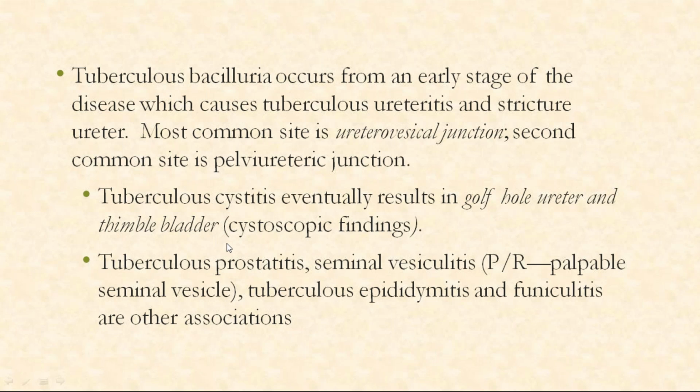Next, another pathology is tuberculous prostatitis. From the bladder, the tuberculous infection may go to the prostate gland and produce tuberculous prostatitis, and the seminal vesicles may also be involved. When you do a per rectal examination, the seminal vesicles are enlarged and firm in consistency. Not only the seminal vesicles, later tuberculous epididymitis and funiculitis, that means of the spermatic cord, can occur. These are the other conditions of tuberculous infection spreading from the kidney to other parts of the genitalia.